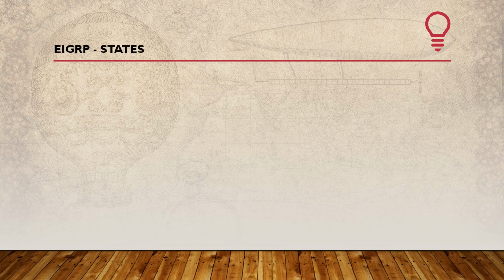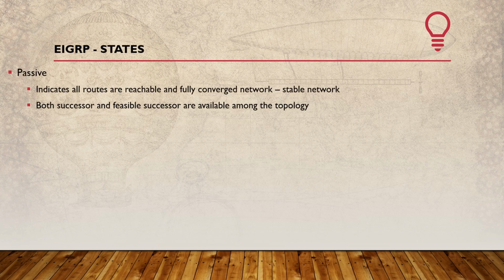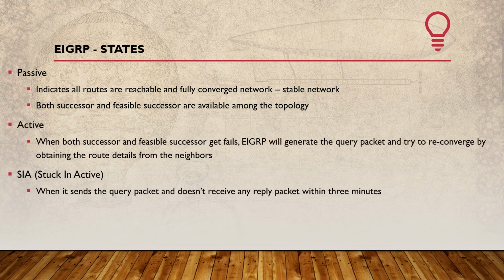EIGRP states. There are three states in EIGRP: passive, active, and SIA, stuck in active. Passive indicates all routes are reachable, a fully covered and stable network. Both successor and feasible successor are available in the topology. It means it's a good sign. Everything is normal and all things are going good if it's in a passive state.